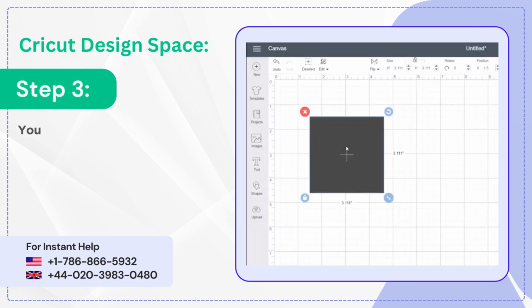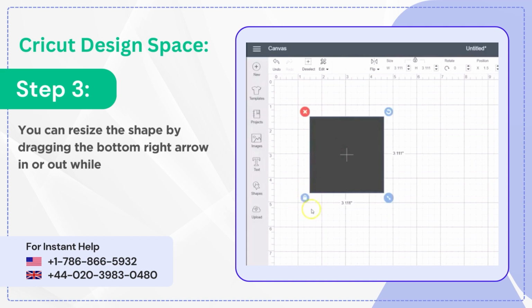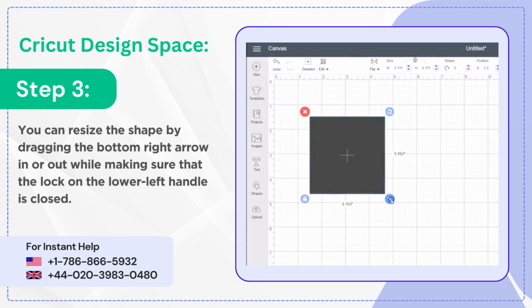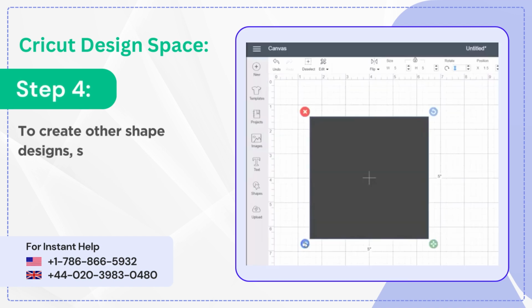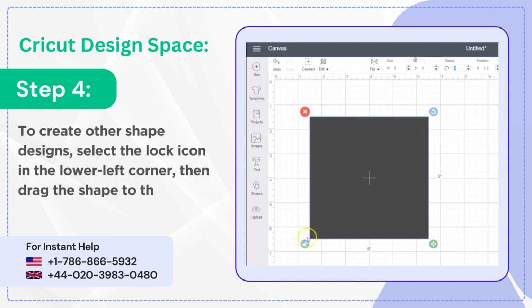Step 3. You can resize the shape by dragging the bottom right arrow in or out while making sure that the lock on the lower left handle is closed. Step 4. To create other shape designs, select the lock icon in the lower left corner, then drag the shape to the desired design.